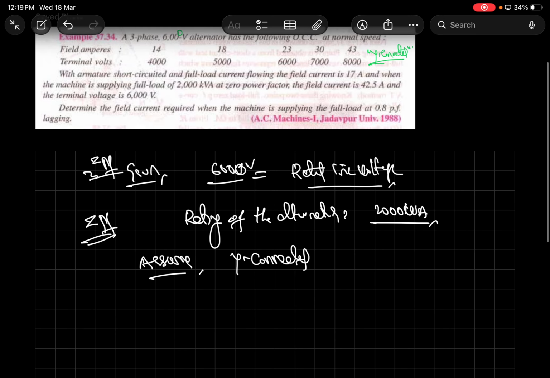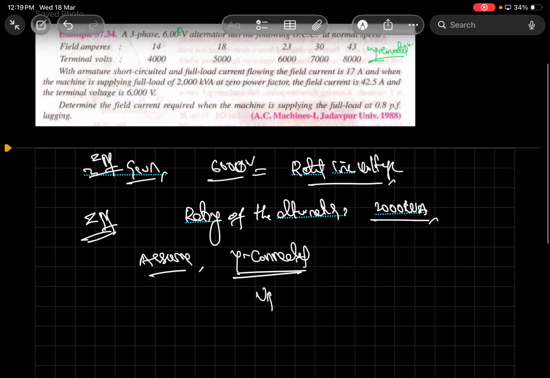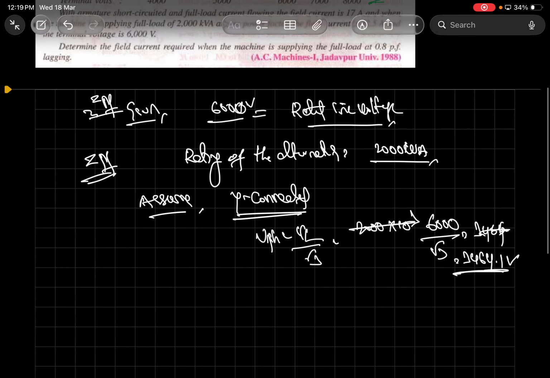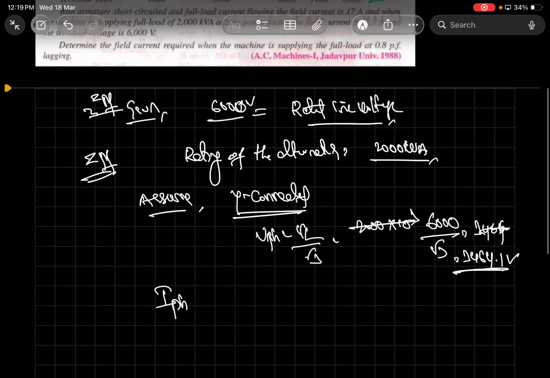For star connected, we know that V phase equals VL by root 3. That is 6000 by root 3, which will give us somewhere 3464.1. This is the corresponding phase voltage here. Now again we need to find out the corresponding phase current here. For star connection, I phase equals IL.